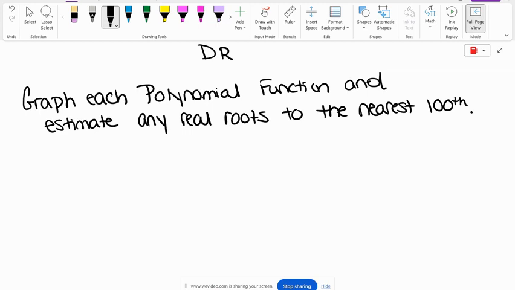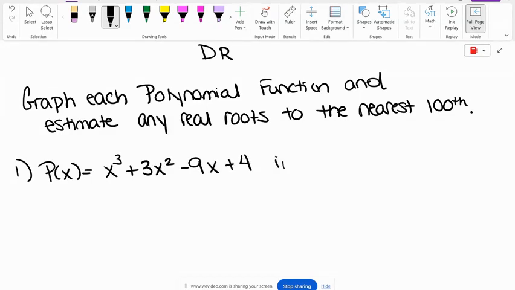today. So the first problem we're going to do is P of x is equal to x to the third plus 3x squared minus 9x plus 4 in the interval of 0 to 1, including 0 and including 1. So that means I'm going to have 3 roots, but I only care about the root that is between 0 and 1.